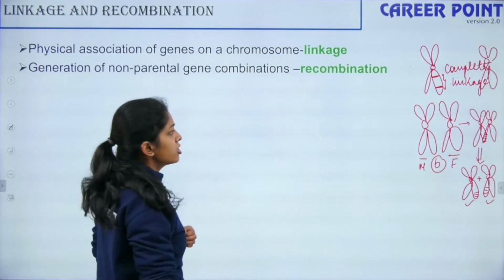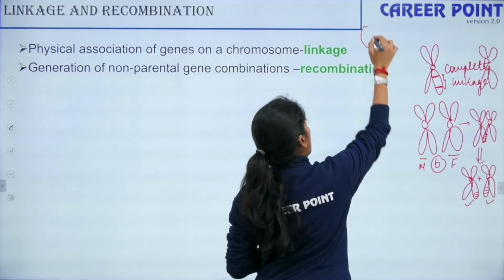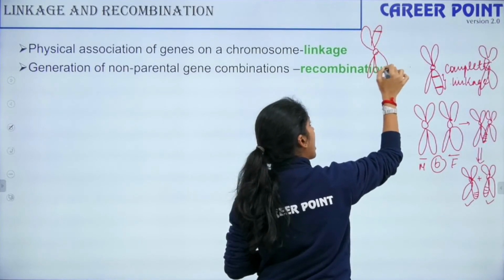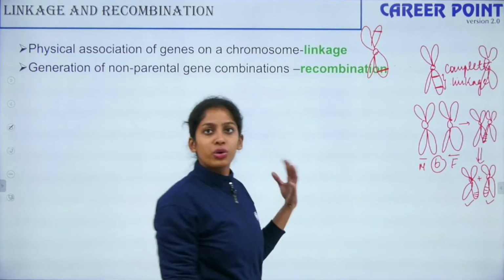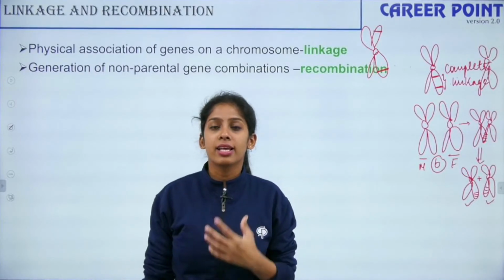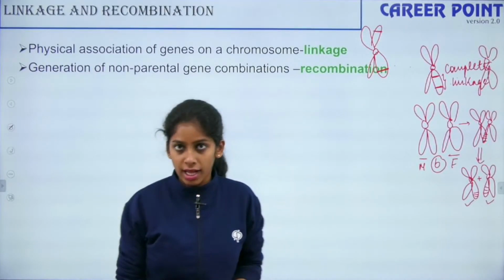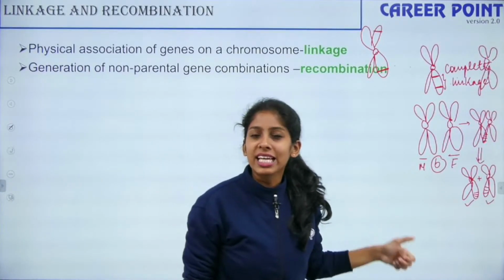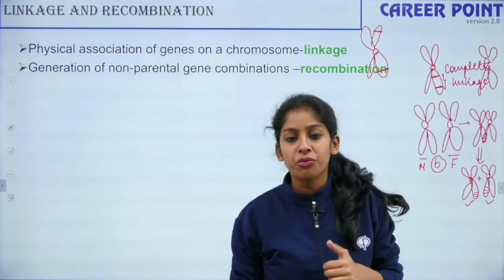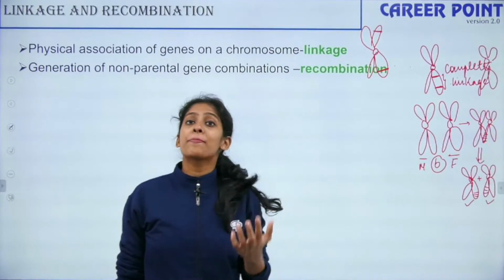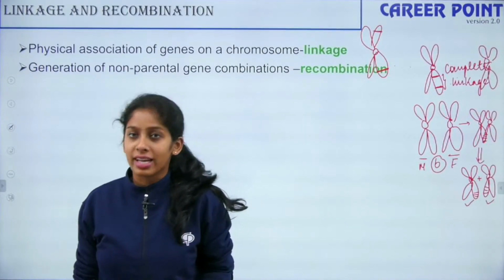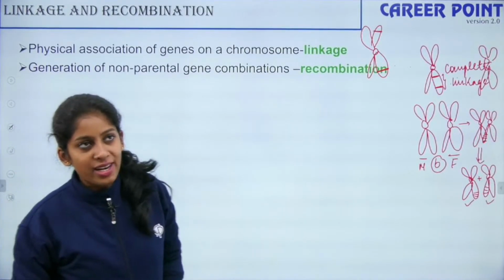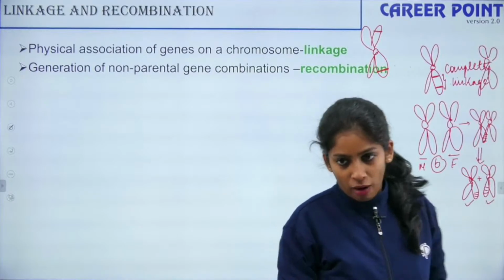Suppose I have a chromosome and the genes are pretty far apart. I have one gene here, I have another gene here. Then during crossover, the genes can separate from one chromosome to the other. So when the genes are pretty far apart from each other, this is called incomplete linkage, and the number of recombinants or non-parental combinations can be greater in incomplete linkage. So that is what I mean by linkage and recombination.